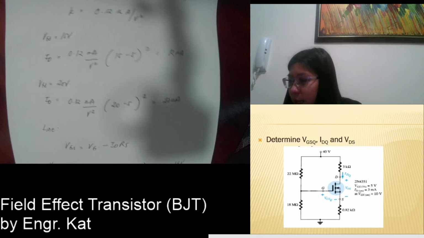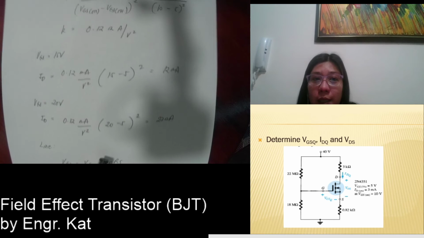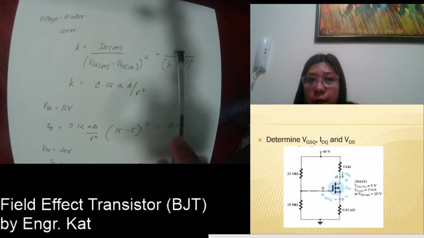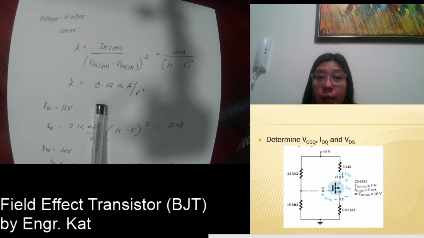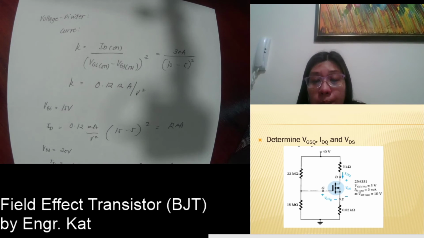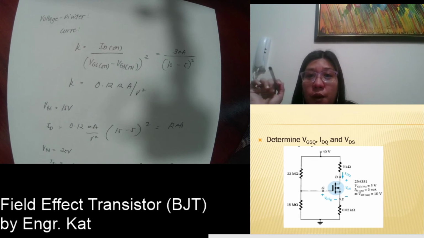Okay, from the given values, we solve for K. We solve for K using your ID on, which is 3 milliamperes given, and 10 volts, which is your VGSTH on. So that will give you 0.12, okay? So all voltages lesser than 5 volts, you have zero current. So current will start to increase upon reaching 5 volts.